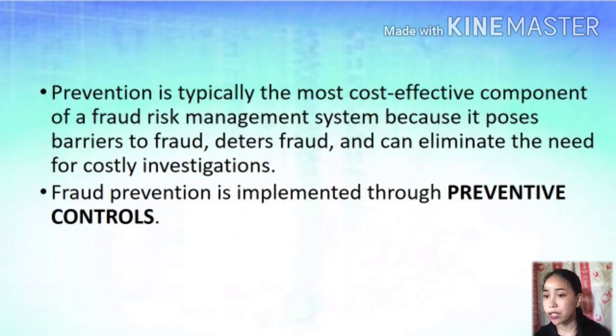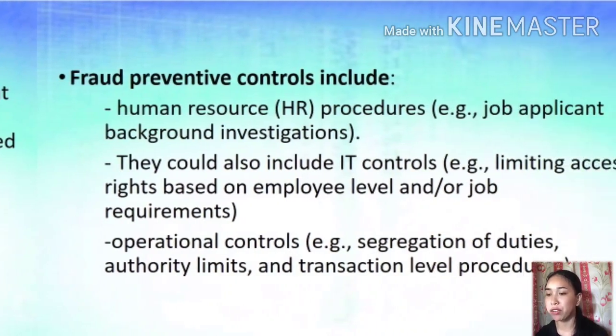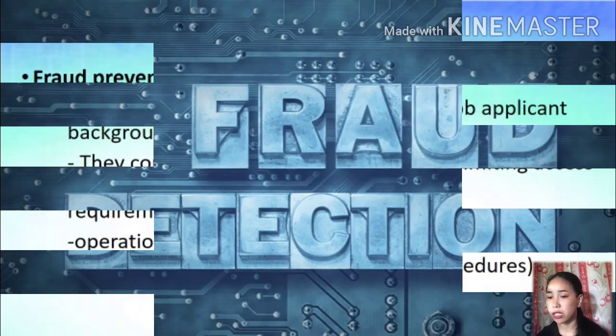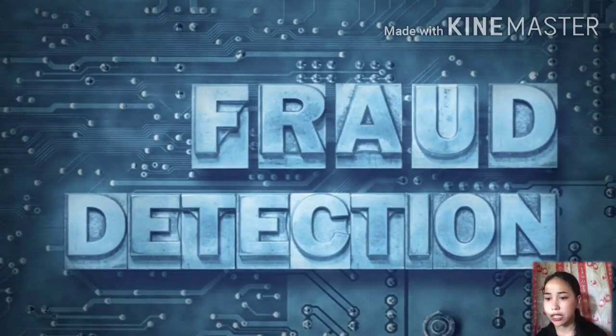Fraud prevention is the first line of defense in minimizing fraud risk. It is typically the most cost-effective component of a fraud risk management system because, take note of these three reasons. It possesses barriers to fraud, deters fraud, and can eliminate the need for costly investigations. It is implemented through preventive controls. Preventive controls include human resource procedures, IT controls, and operational controls.